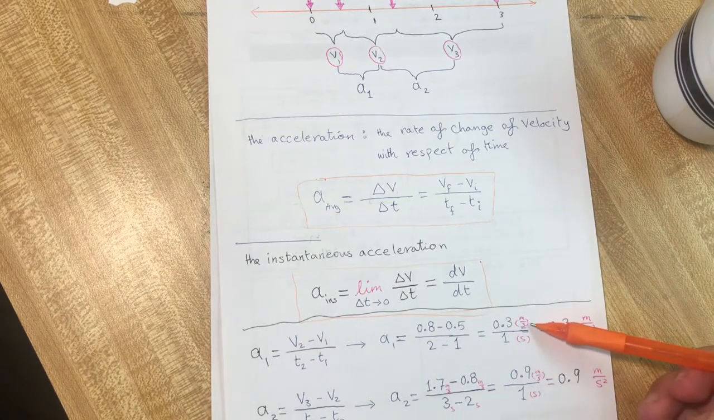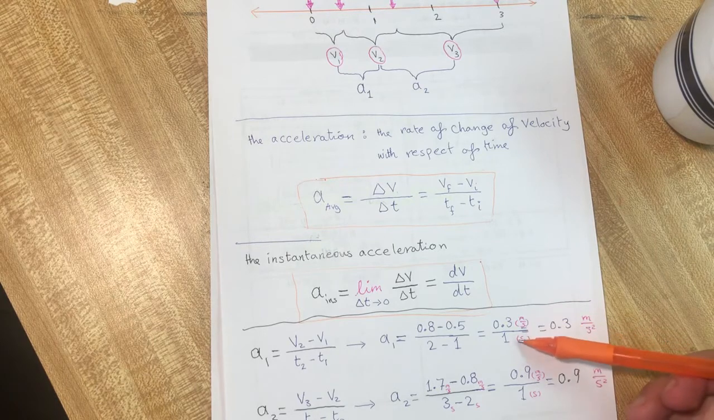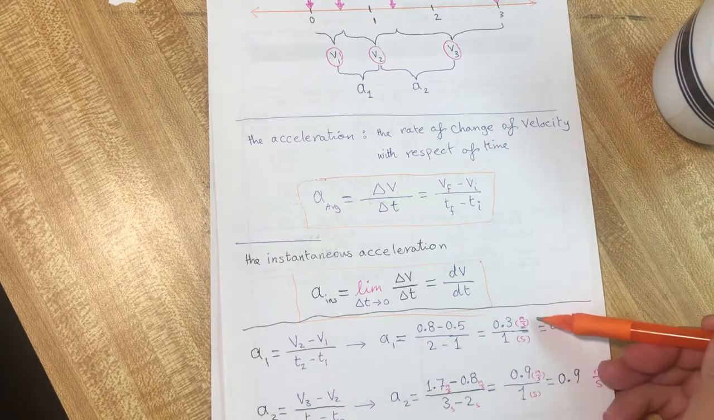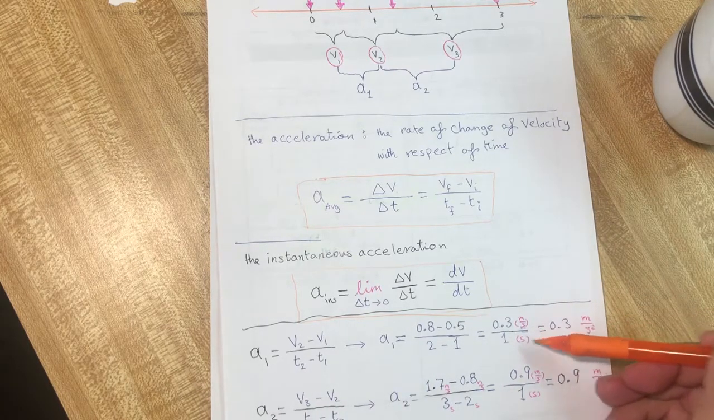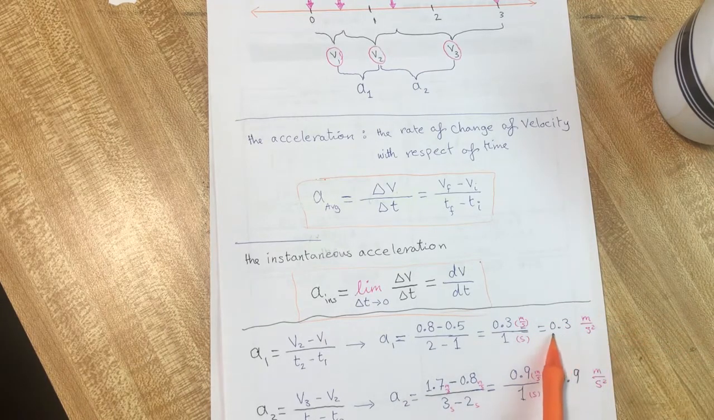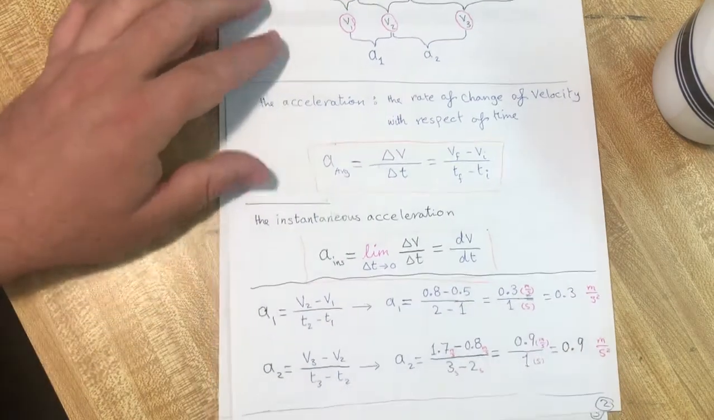The numerator is meters per second, it is velocity. The denominator is in seconds, which is time. So we have meter over second over second. Of course, the value is 0.3 meter per squared second, because we have here a second and here another second.